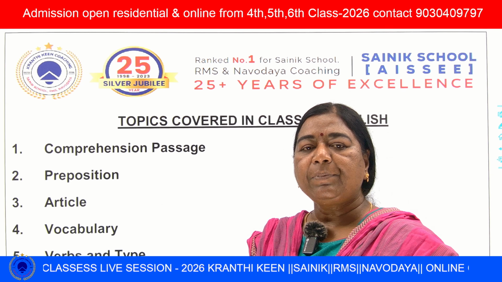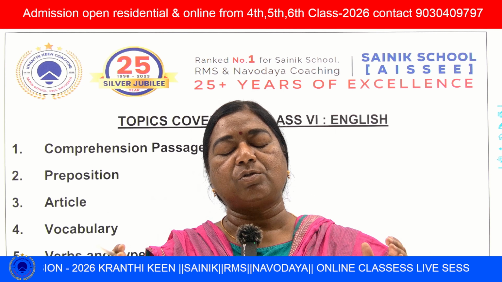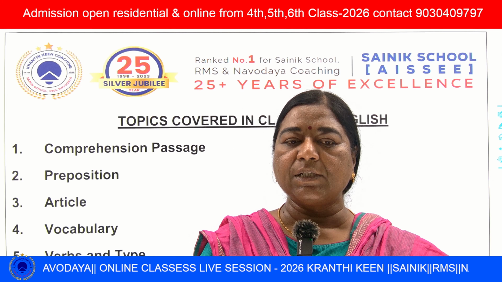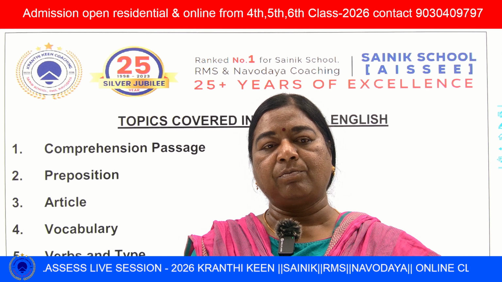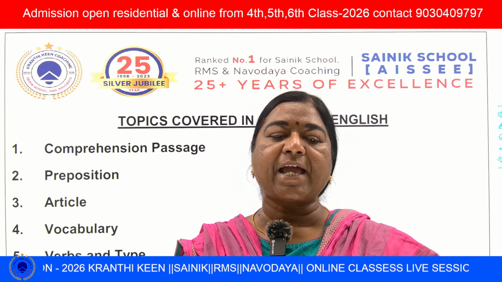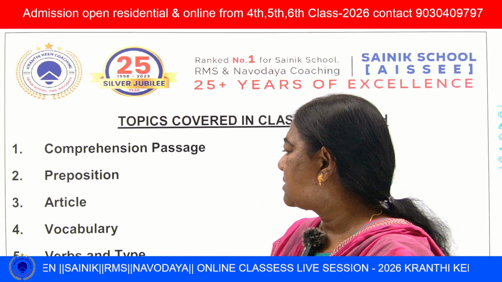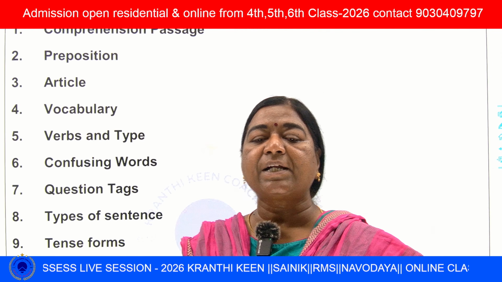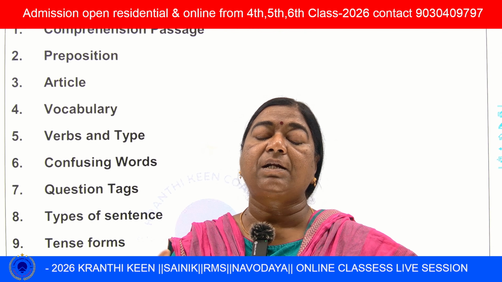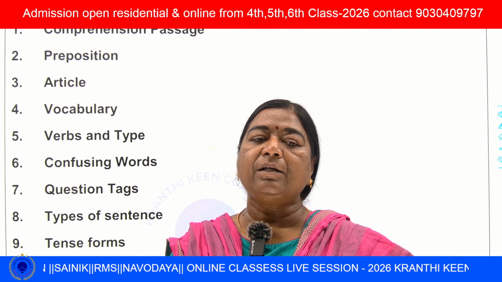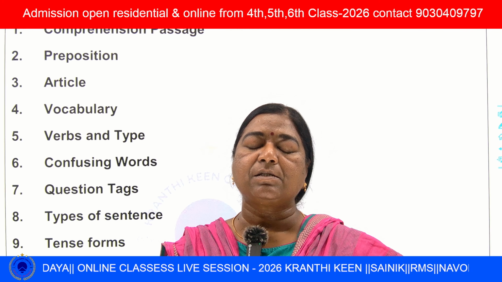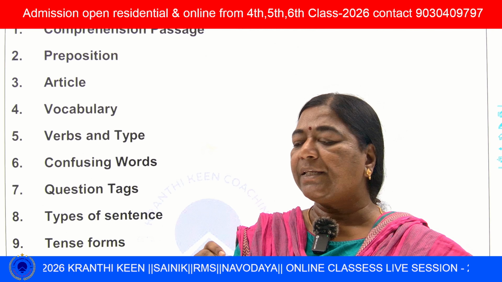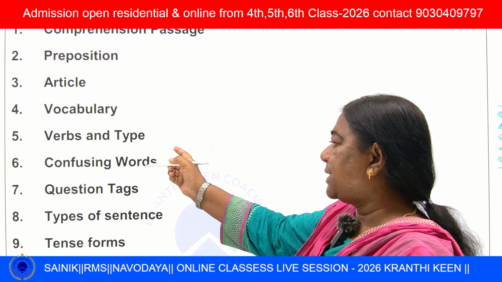Then vocabulary. When the child comes to grade 6, they have quite a good number of words in their vocabulary, both active and passive. So we are going to test them. It can be a direct test or an indirect test. Then about the verbs, different kinds of verbs, transitive and intransitive. Through sentences and through multiple choice questions, we are going to teach them and even question them about the verbs and their types.